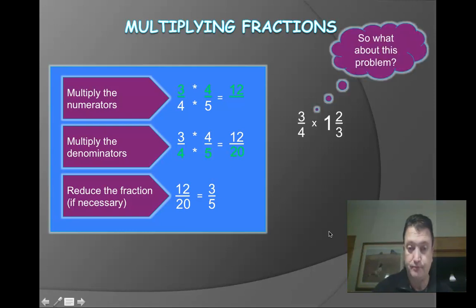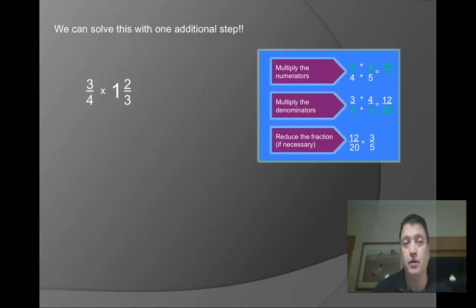So, how do you handle a problem like this? 3/4 times 1 2/3. Think about that. Well, here's the good news. You can solve this with one additional step, and it's a very easy one to add in there. We just change our mixed numbers into improper fractions.